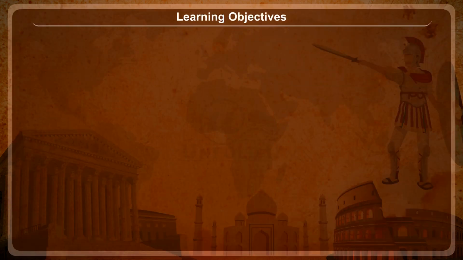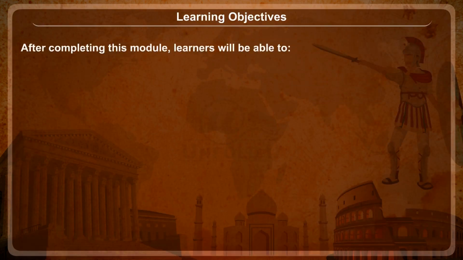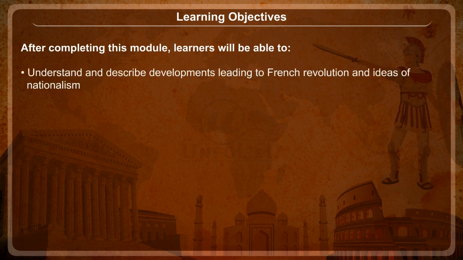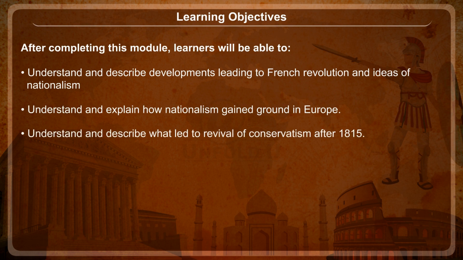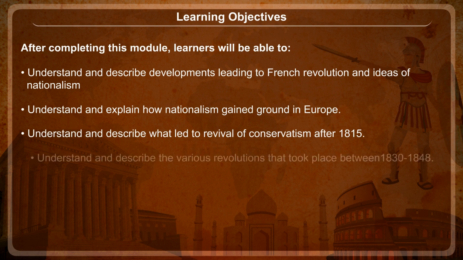Learning objectives. After completing this module, learners will be able to understand and describe developments leading to the French Revolution and ideas of nationalism. Understand and explain how nationalism gained ground in Europe. Understand and describe what led to the revival of conservatism after 1815.